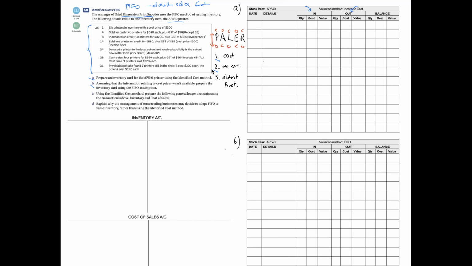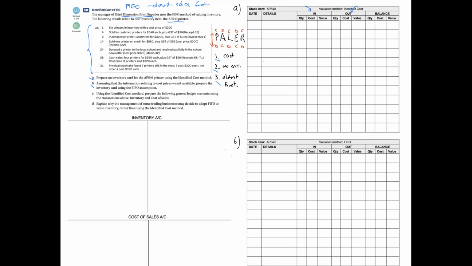And when we list our inventory in our inventory cards, we're going to do our oldest first. There is also an assumption that we follow FIFO or identified cost, whatever, we need to follow their rules, and we will do that as well.